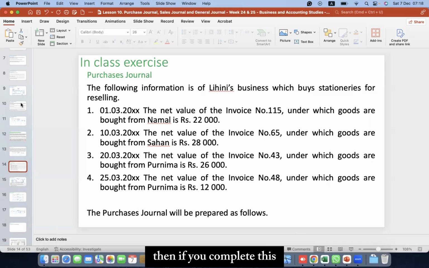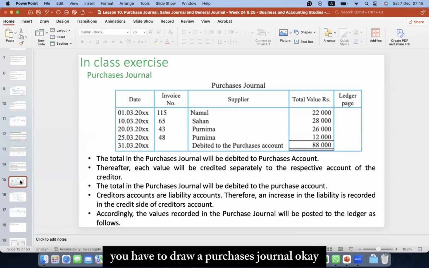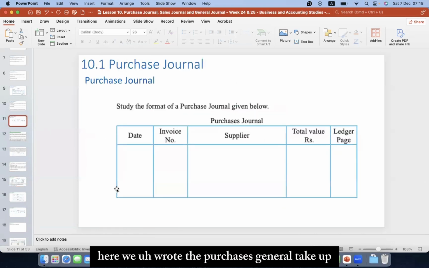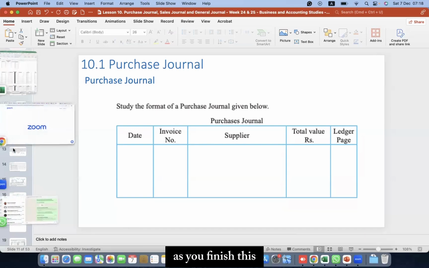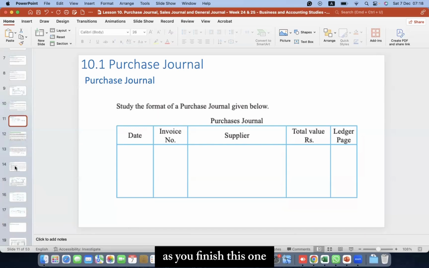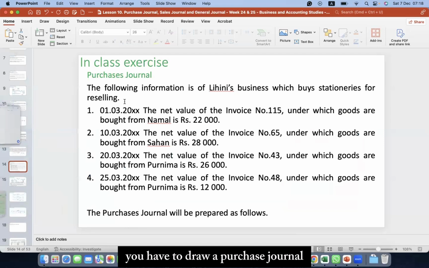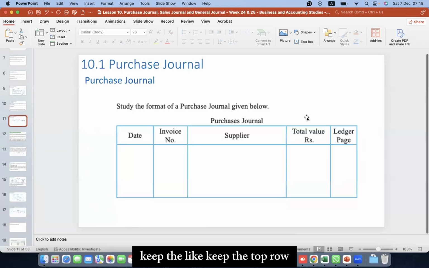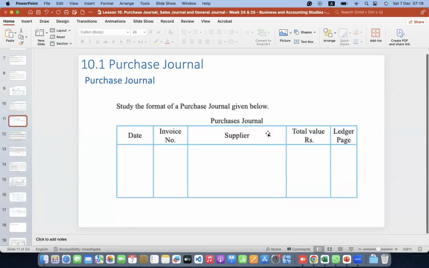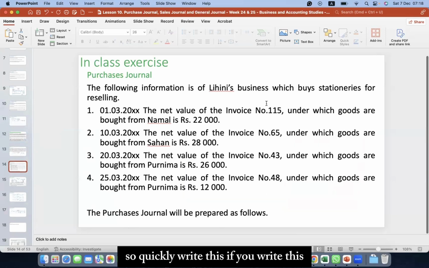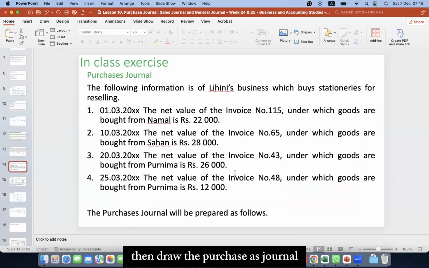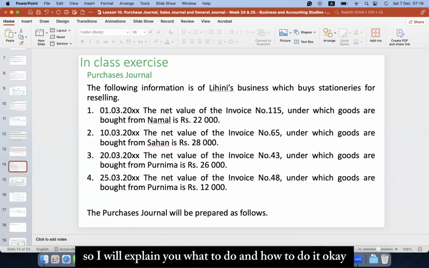If you complete this, what you have to do is you have to draw a purchases journal. Here we wrote the purchases journal. Take a snap of this. As you finish this one, you have to draw a purchases journal. Keep the top row free and draw a purchases journal. So quickly write this. If you write this, then draw the purchases journal. So I will explain to you what to do and how to do it.